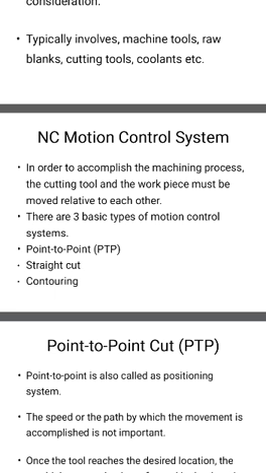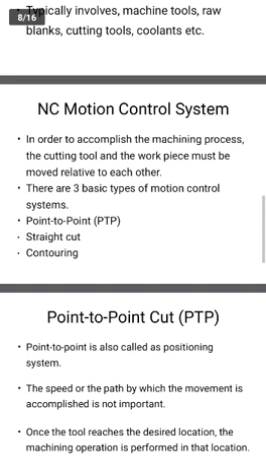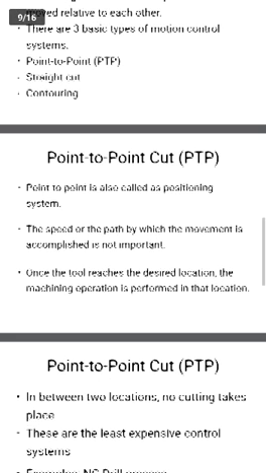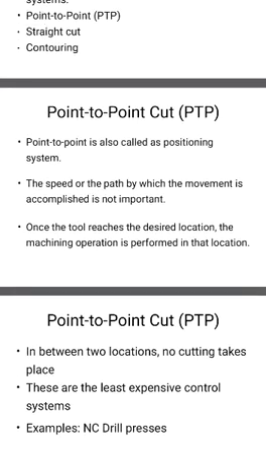There are three basic types of motion, or position control systems. The first is point to point, that is PTP. Next is straight cut, and next is contouring. The first one, point to point, also called PTP. What does it do?